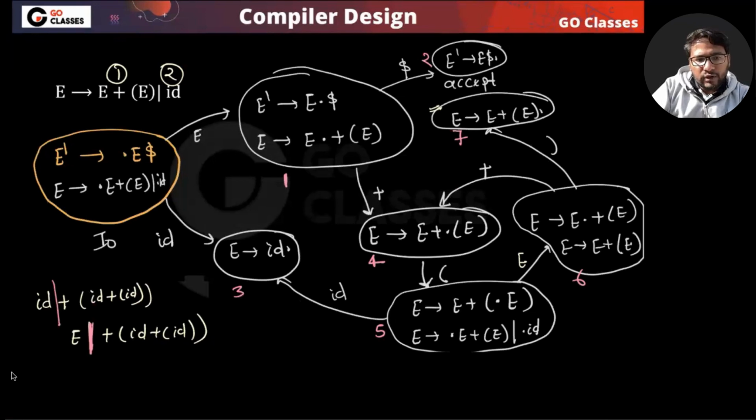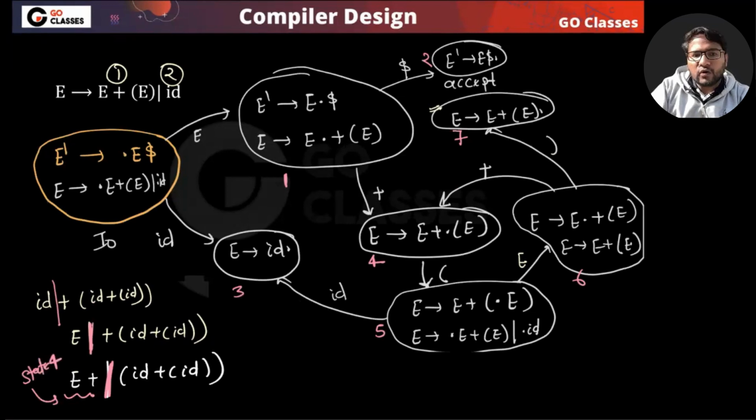Now plus is coming, what will happen? Now plus is coming, E plus, then this ID plus ID. Now which state are you in? E and then plus. You are again in state number 4, right? Here the state number is 4. Okay. Now let's just do one thing. Let's just shift it one more time. So it will be E plus open parenthesis and then ID plus ID, right? Bracket. Now which state are you in? You are in state number 5.